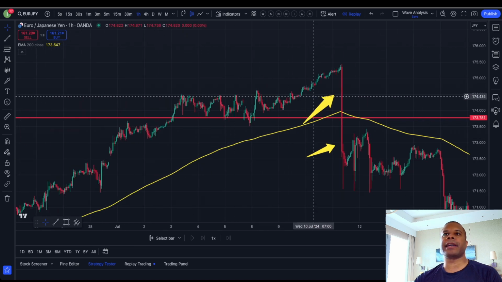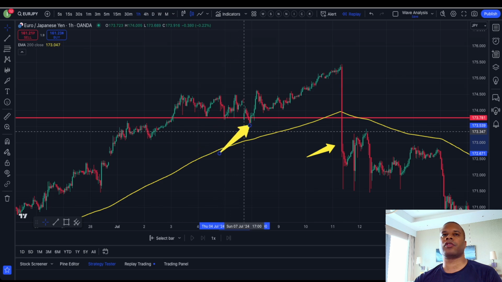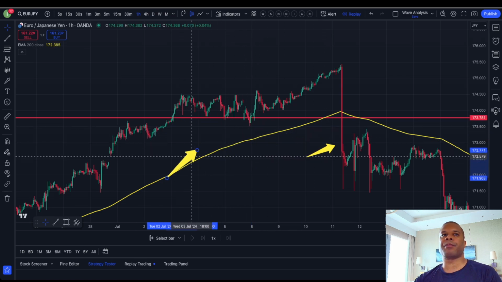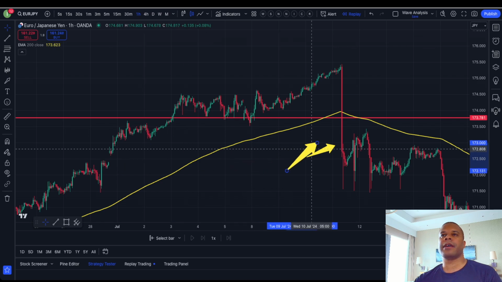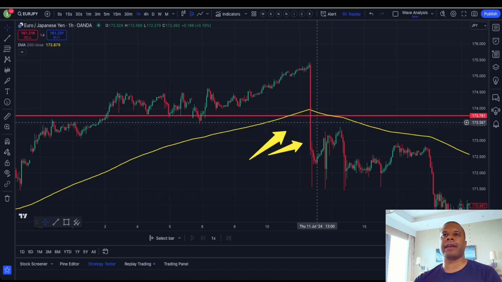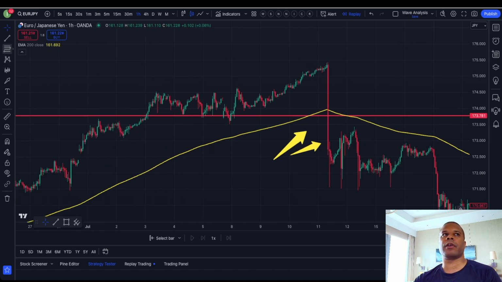And now this big candle came, and guess what? It broke this structure, broke these higher lows, right? It even broke these higher lows too. And then what happened when we saw that break? It came back and it retested. It retested an area of support.